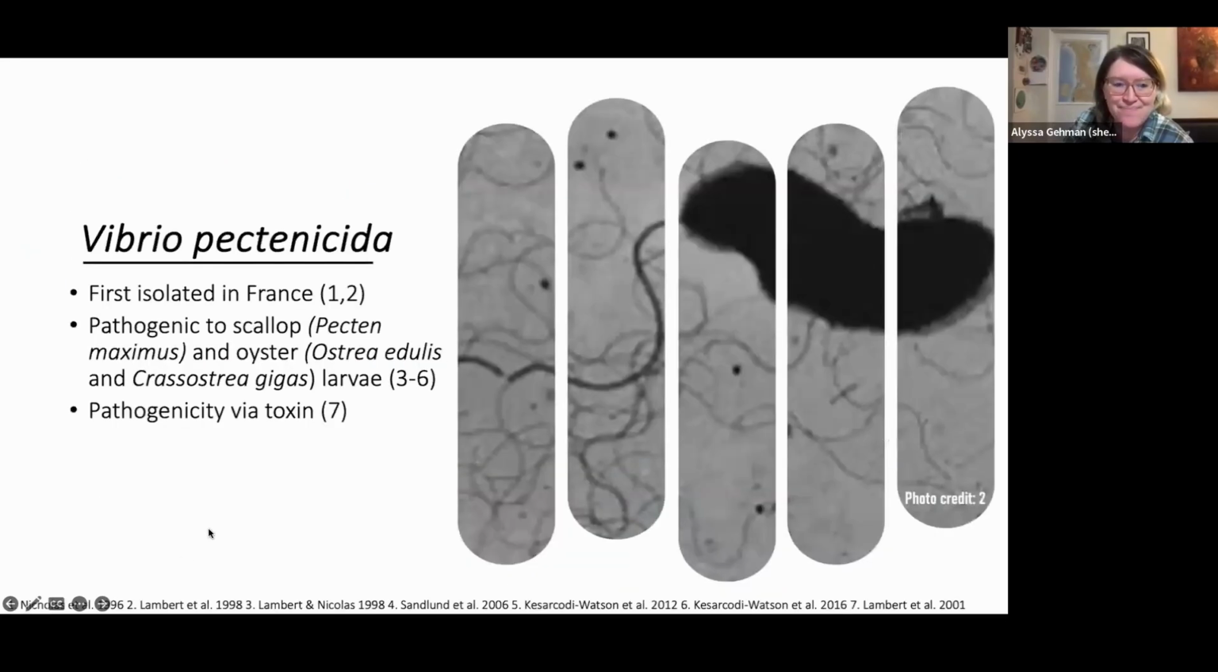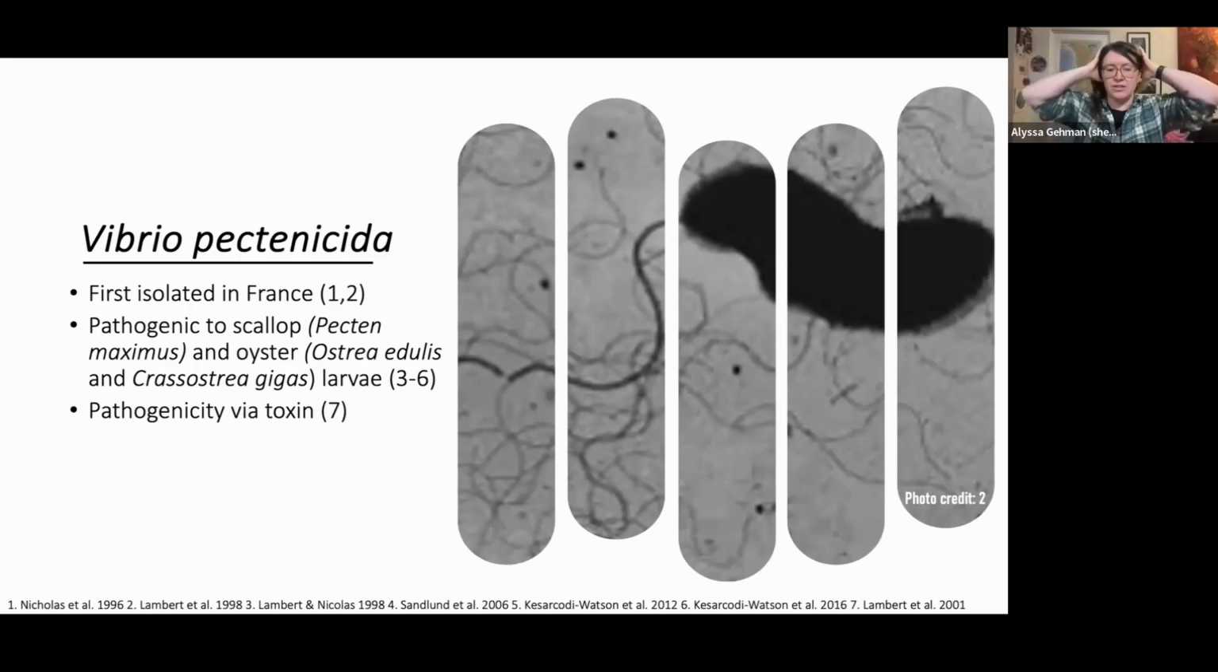The thing I should say is that VPEC existed. We didn't name Vibrio pectenicida. It was a name that was already assigned to a bacterium. One thing that's been really interesting and is a source of future research is that the original VPEC was isolated from scallop larvae in France. It causes disease in scallop larvae and in oyster larvae. And what we know is that the mortality in scallop larvae is driven by toxin production.